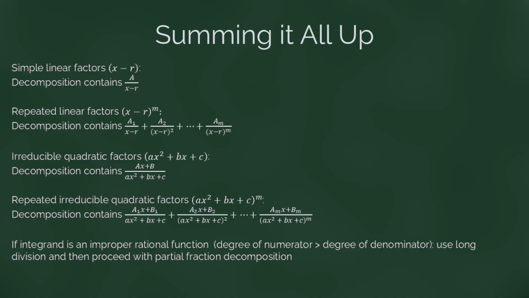And then finally, if your integrand is an improper rational function, meaning that the numerator has a higher degree than the denominator, before you can proceed with your decomposition, you're going to use long division and then follow up using a partial fraction decomposition on the remainder over the original divisor.